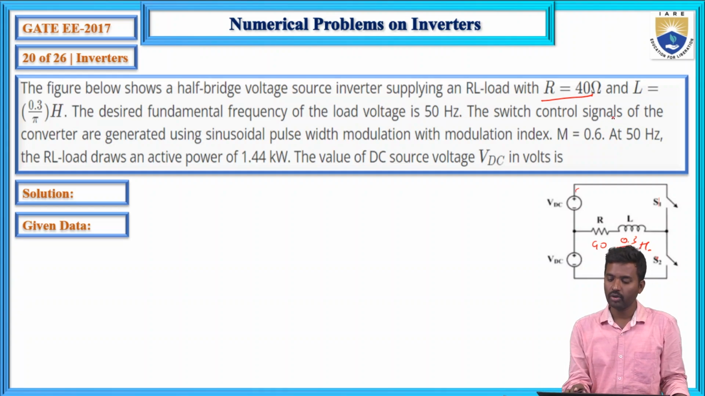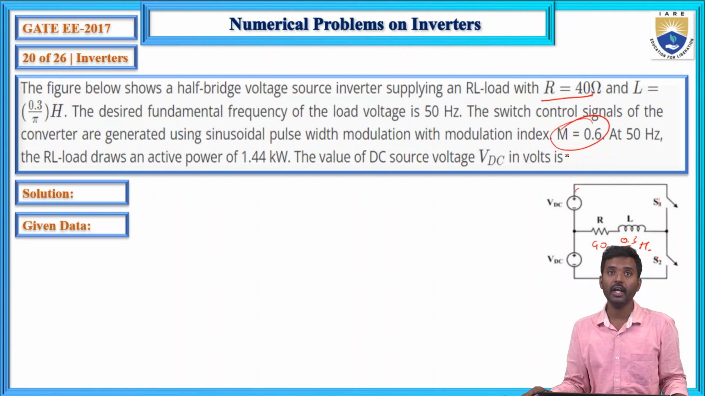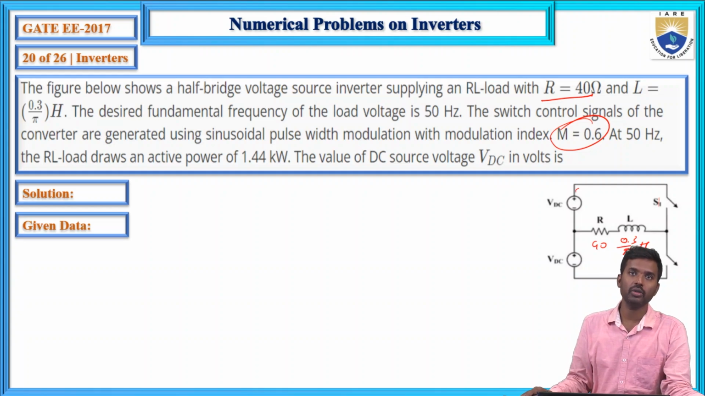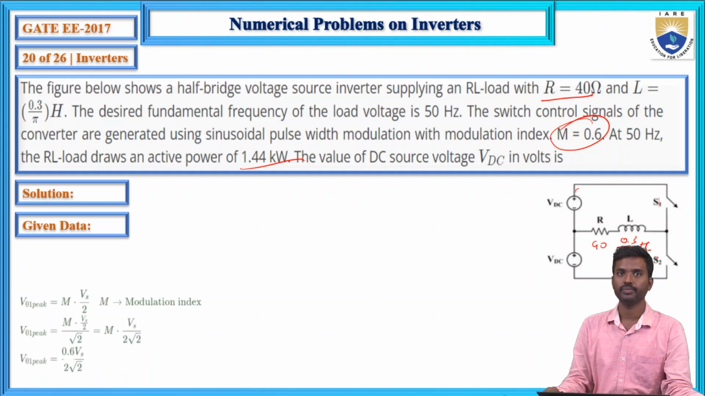The switch control signals of the converter are operated using sinusoidal pulse width modulation, with modulation index 0.6. At 50 Hz, the RL load draws an active power of 144 kilowatts. Find the value of the DC voltage source.